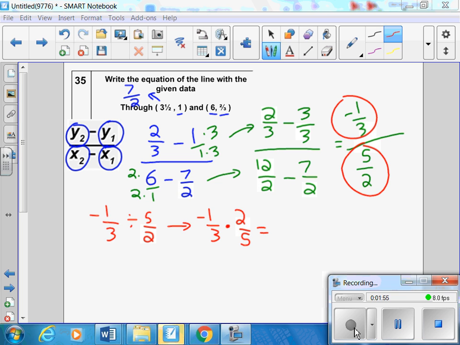Negative 1 times 2 is negative 2. 3 times 5 is 15. This is your slope. We're going to take the slope and one of the points to find the equation, and I'm going to use this point right here.